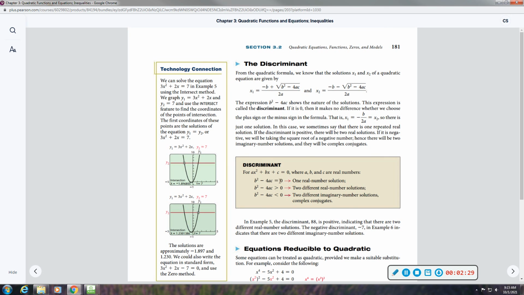if that value is equal to 0, that means you'll have one solution. Means that graph will just come down and touch the axis. If it is greater than 0, you'll have two solutions. And if it is negative, you will have no real solutions. That will be complex numbers. So that's what discriminant refers to.